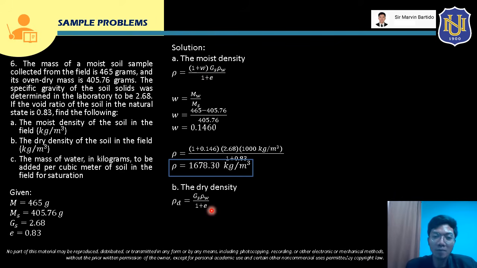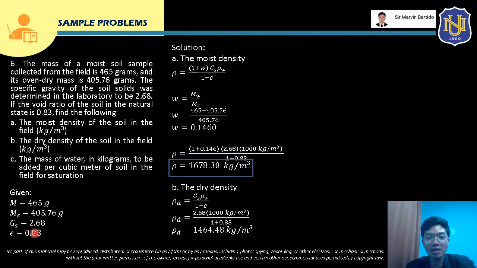So, we have G sub S, we have E, and we also have rho of water. So we can directly solve it. For the dry density, class, that is 2.68 times 1,000 kg per meter cube over 1 plus our E, 0.83. So the gamma dry, class, let's check this on the calculator, is 1,464.48 kilogram per meter cube.